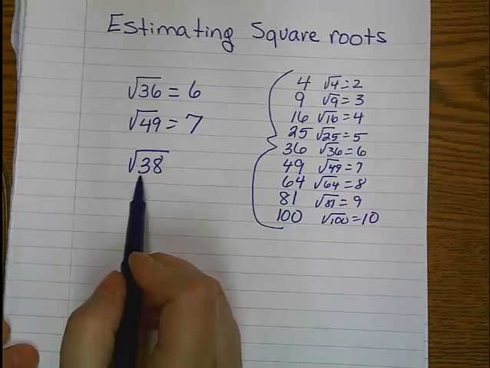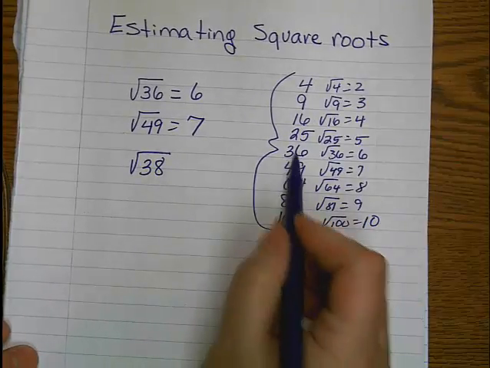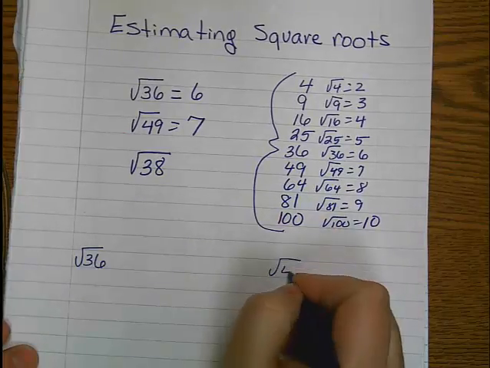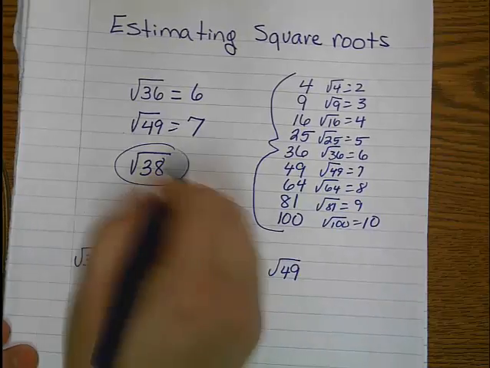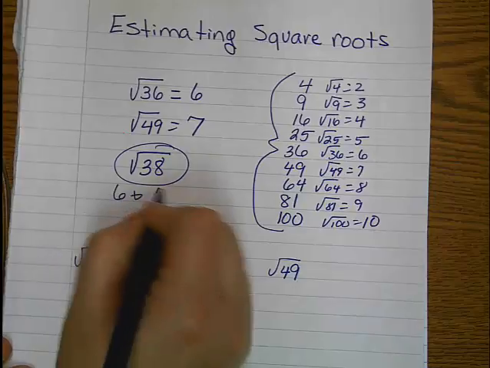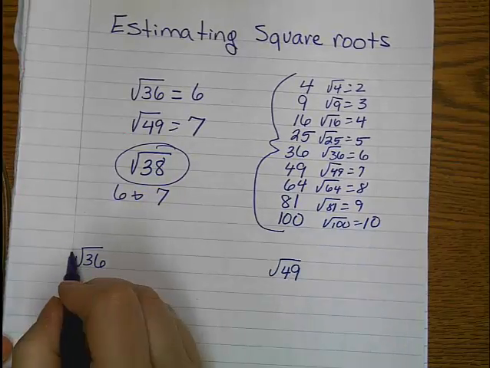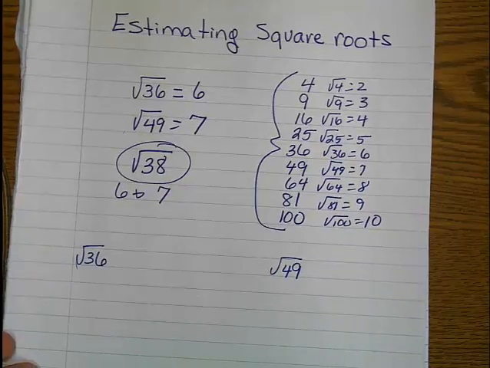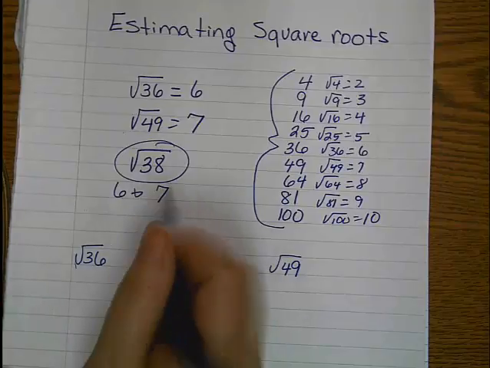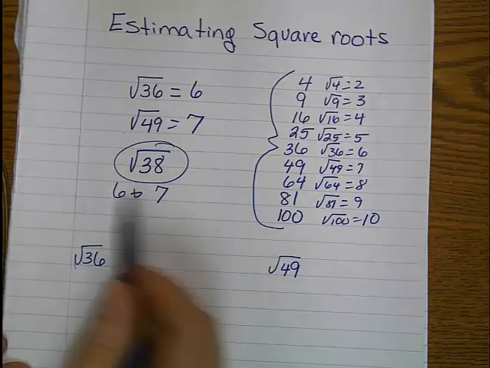So I need to find out where 38 falls between these two numbers. Well, it falls between 36 and 49. So, what two numbers does the square root of 38 fall between? 6 and 7. Not 36 and 49. It falls between the square root of 36 and 49. So if I said what two numbers does 38 fall between, you would put 6 and 7. Now, which one would it be closer to? The 6.